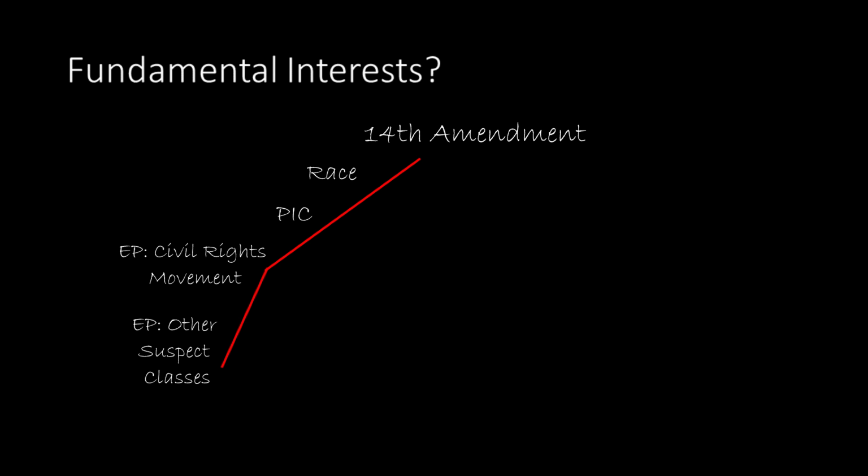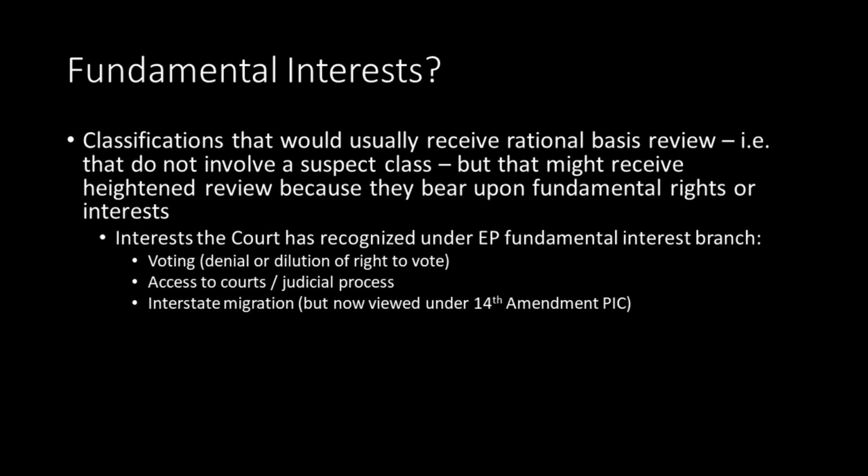In this fundamental interest strand, what we're looking at is classifications that would normally receive only a rational basis review because they don't involve a suspect class, or there's not a viable argument that they involve a suspect class. But they might receive heightened review nonetheless because they involve some kind of right or interest that is thought to be fundamental in general under the Constitution. So what are rights or interests that so far the court has said are fundamental under the Constitution, and therefore that distinctions that affect those interests will receive heightened scrutiny?